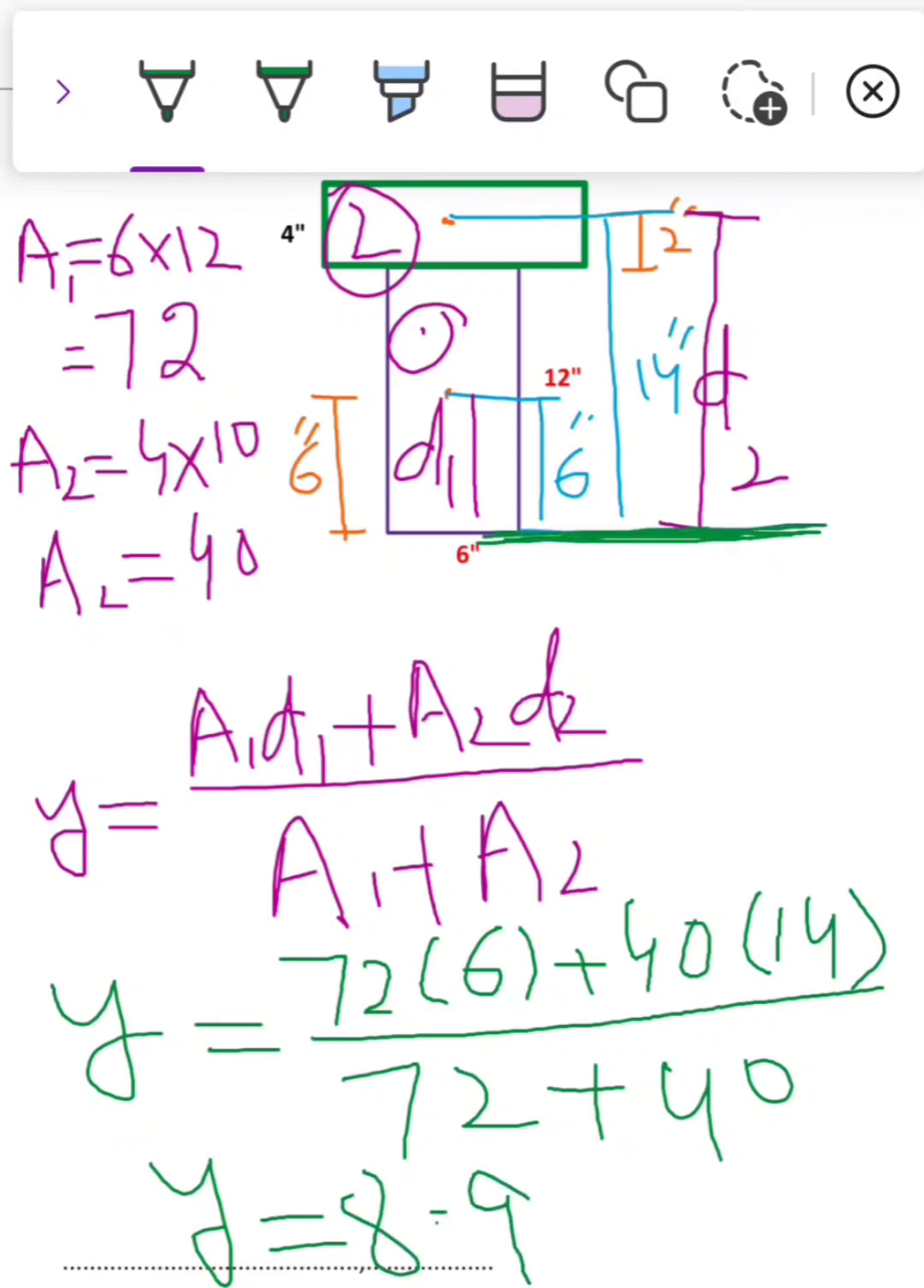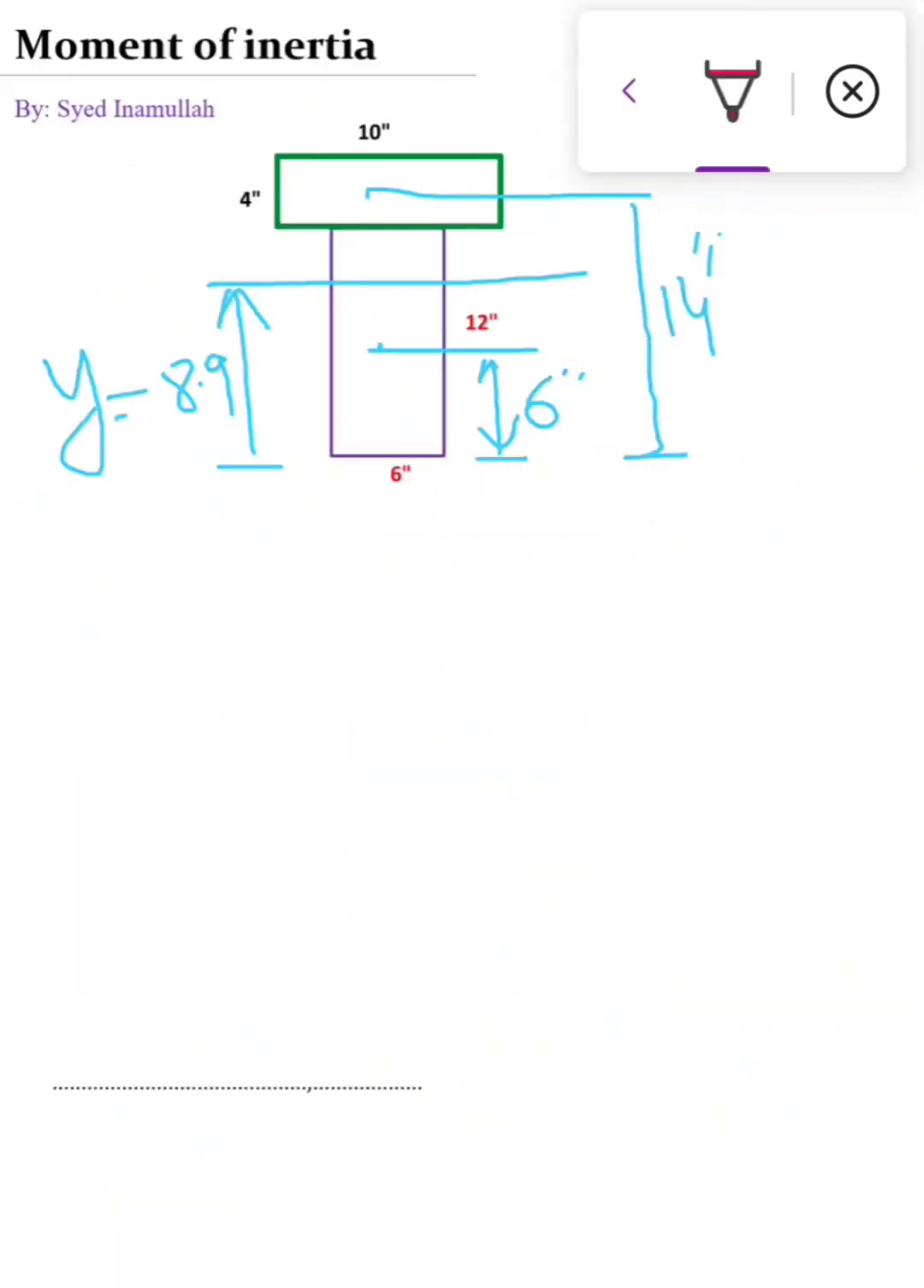Remember this: from this bottom, the center of gravity is 8.9. This is the calculation for the center of gravity for both figures, which is 8.9 inches. Now for the calculation of the moment of inertia for each figure, we will use the parallel axis theorem. The formula for the parallel axis theorem is this.